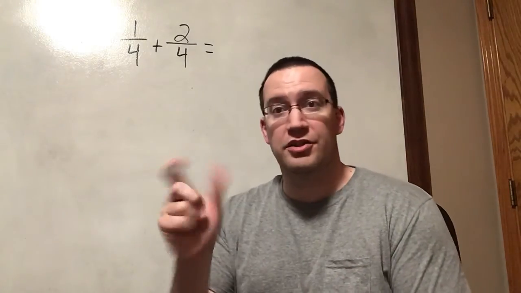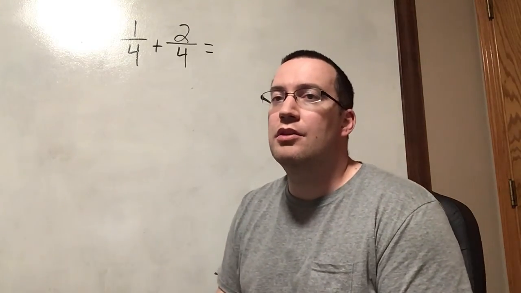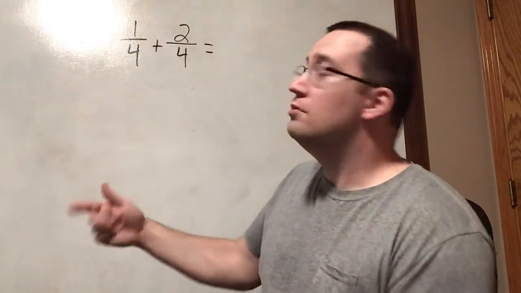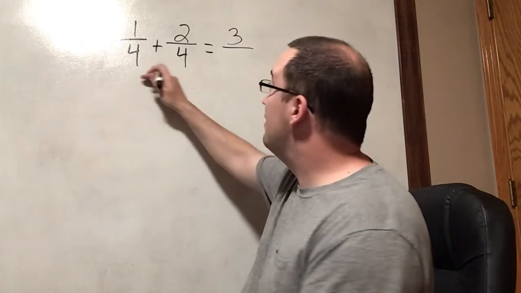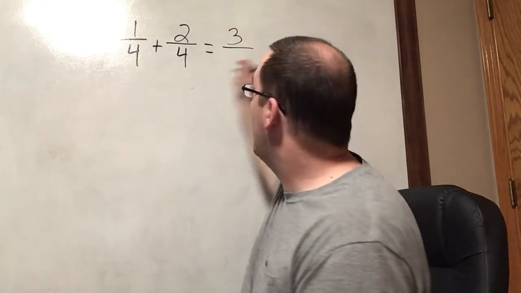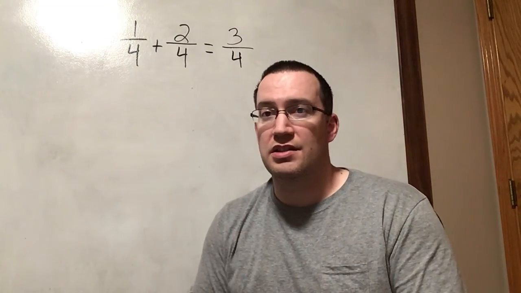But this is good because it'll just remind us, oh yeah, what do we do when this happens? And so we know that we just add across the top. 1 plus 2 to get our top number of 3. And then with the fractions, these stay the same, okay? So it's not a 4 plus 4 thing. It just means that it's staying the same.